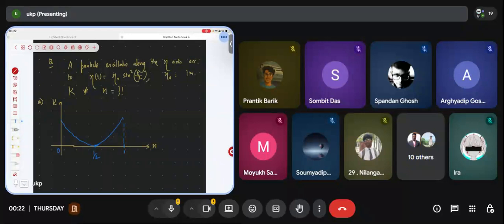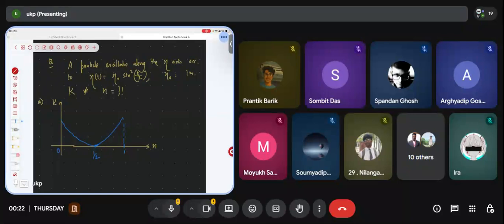I asked for kinetic energy as a function of x. Is this the variation of kinetic energy as a function of x? Yes or no? Anyone? Quick. Jaldi. Is this a variation of kinetic energy as a function of x? No. Anyone else? I have given you how the displacement is varying with time, and I am asking how the kinetic energy is varying as a function of x. So I simply ask, is this the variation of kinetic energy as a function of x?